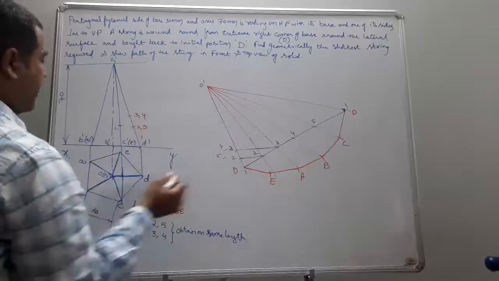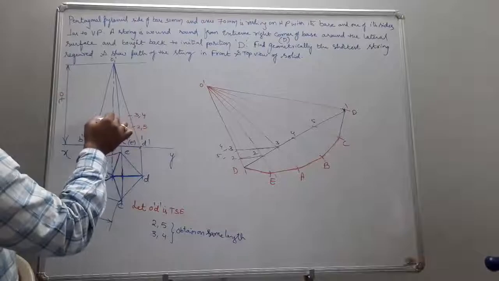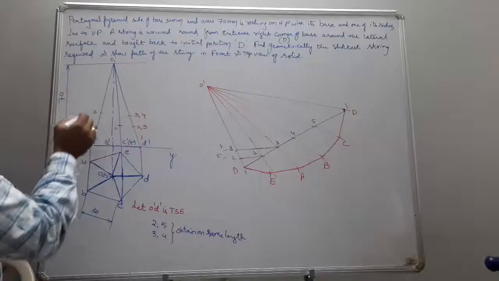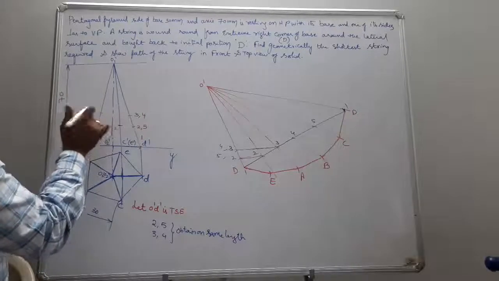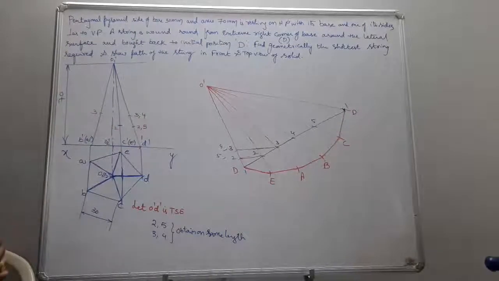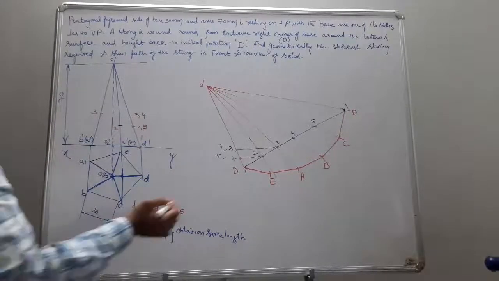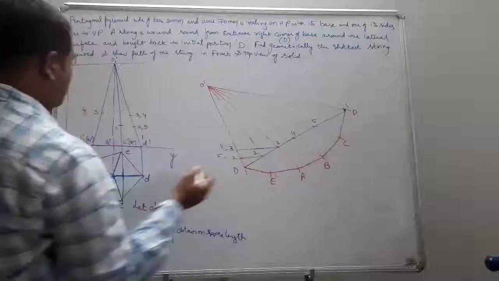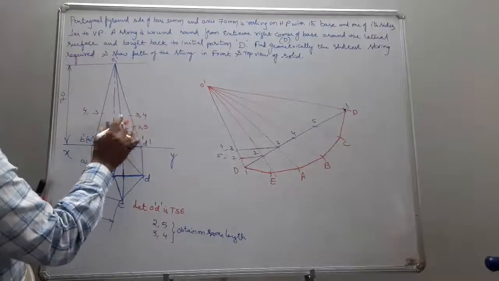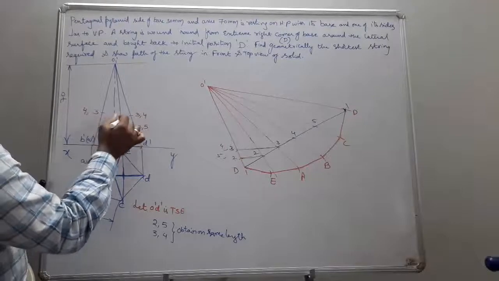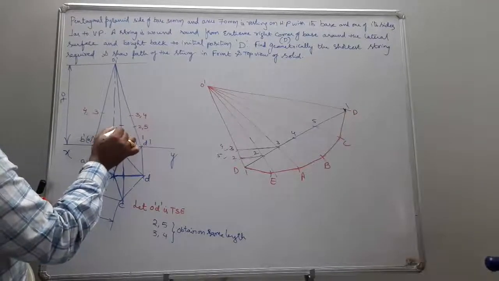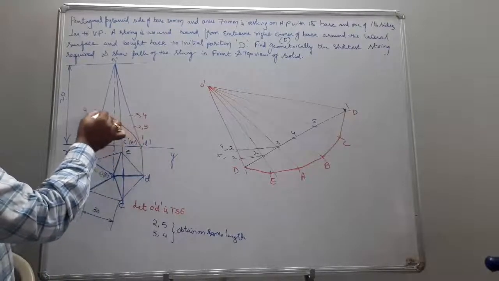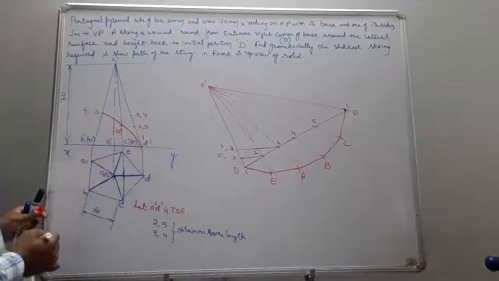Next, 3 on OA. So this becomes your 3. Next, point 4 is on OB. So this becomes your 3 comma 4. Next, point 5 is on OC. So this becomes 2 comma 5. Now join the points 1, 2, 3 and 4 like this. You obtain it like this.